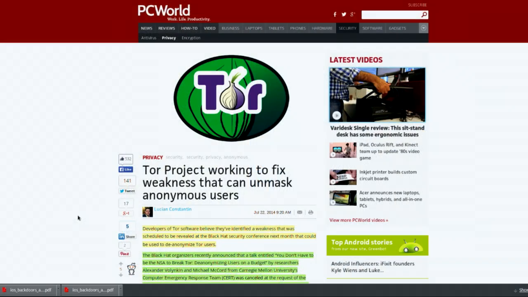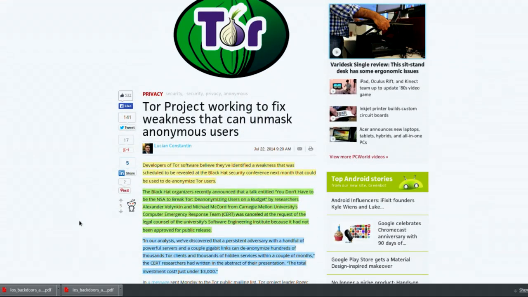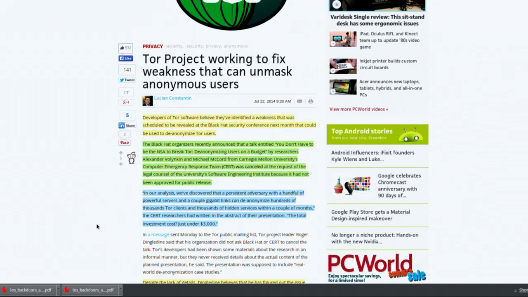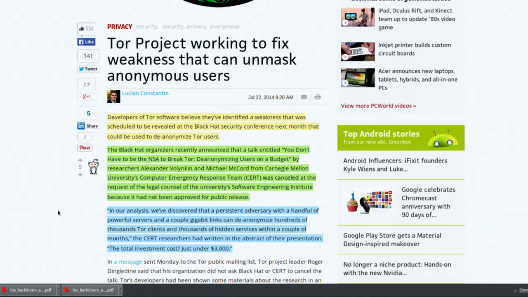So there appears to also be a bug in the Tor network that could allow someone like Alan to unmask users. Assuming you have lots of servers with lots of bandwidth, you can pull this trick off. Developers of Tor software believe they've identified a weakness that was scheduled to be revealed at the Black Hat Security Conference next month that could be used to de-anonymize Tor users.